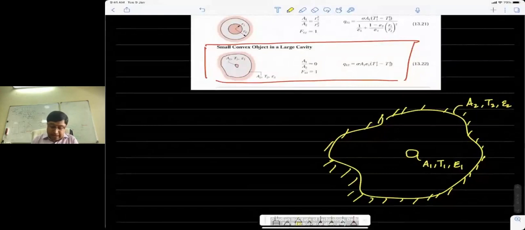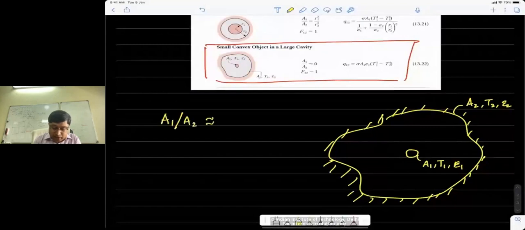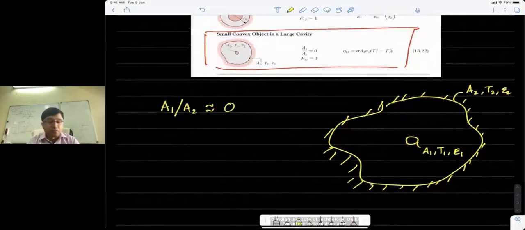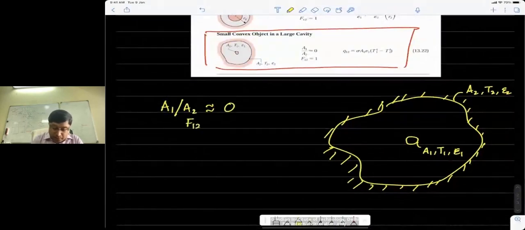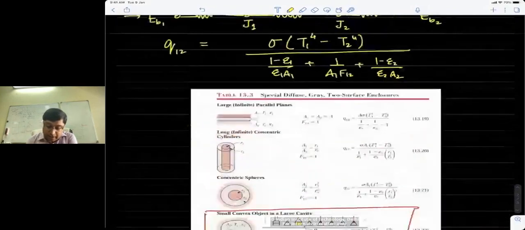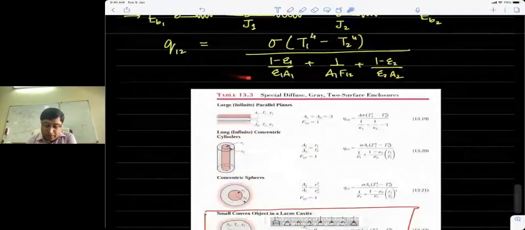If the body is small, I can take this consideration that A1 by A2 is approximately 0, that surface 1 is very, very small as compared to surface 2. In which case, of course, I also know that if the body is convex, F12 will be 1. So all radiation leaving surface 1 will go to surface 2. So I can use this equation that I had just written here, which is true for a two surface enclosure, or two bodies in an enclosure.